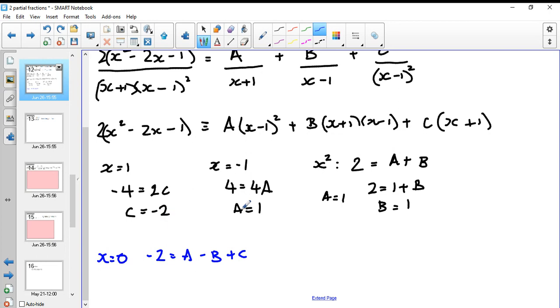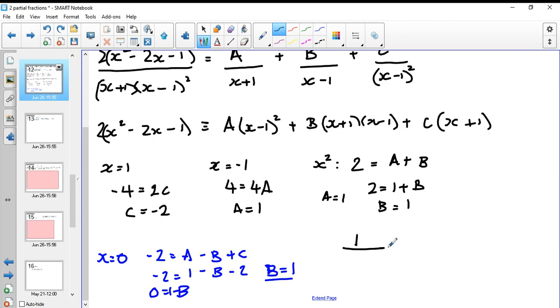But we know what a and c are already. So that'll be 1 minus b minus 2 plus the 2. 0 equals 1 minus b. Therefore, b equals 1. Okay, which is what I got there. All right, so if you really don't understand this, then you can substitute another number in. Okay, you can see that we've got the same answer.